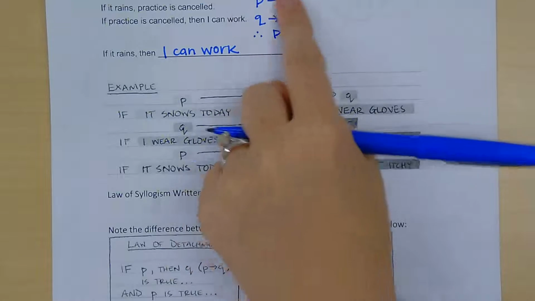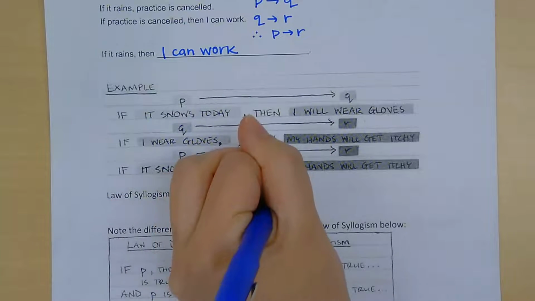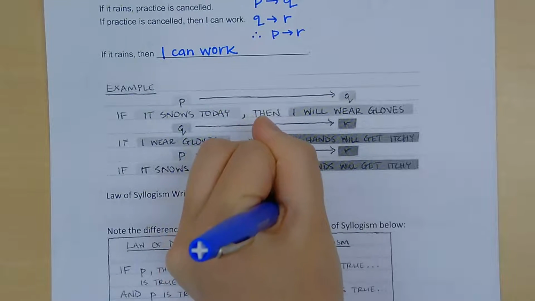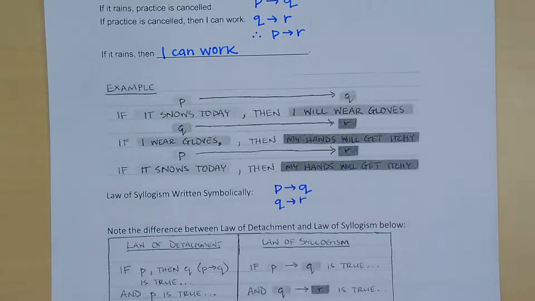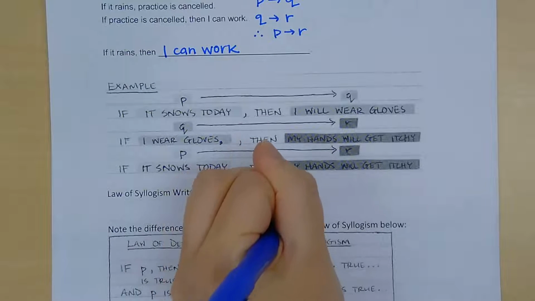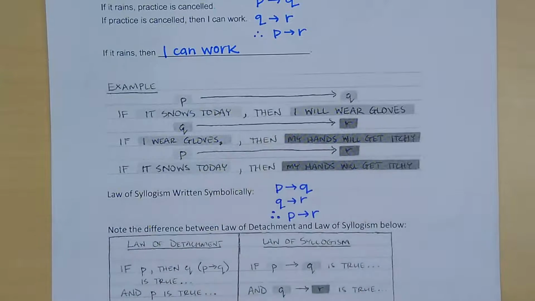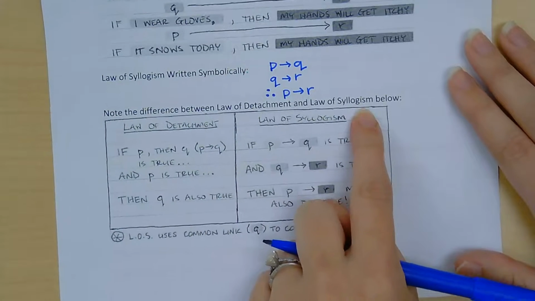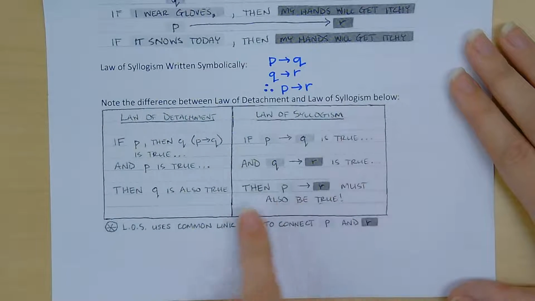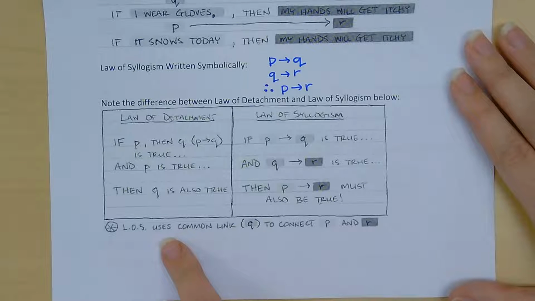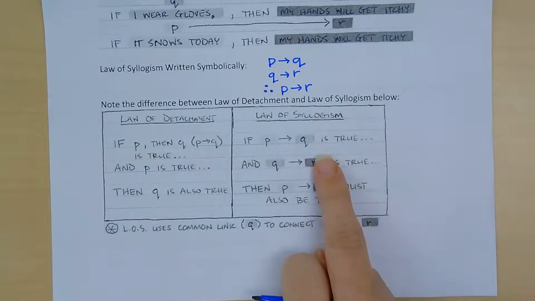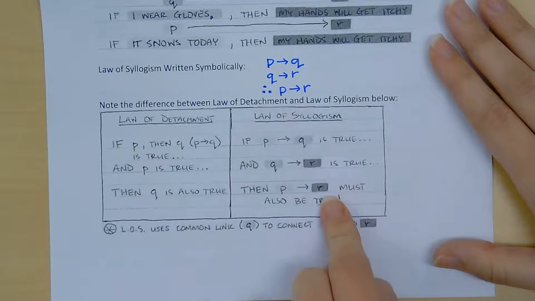So writing this symbolically is just like what I have up here. We have if P then Q, that's what we're going to be given. Also, if Q then R, we'd be given that as well. And therefore, we can conclude if P then R. Let's look at some differences between the law of detachment and the law of syllogism below. Notice that the law of syllogism uses the common link Q to connect P and R. So we have an extra statement in the law of syllogism.